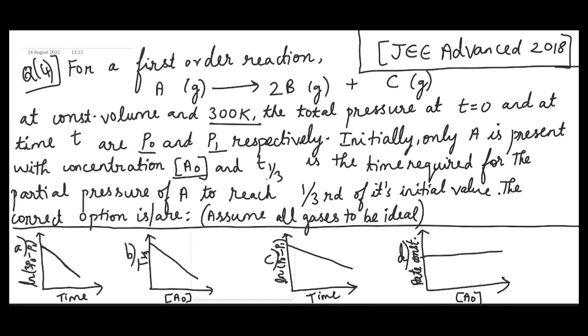T1 by 3 is nothing but the time when the partial pressure is 1/3 of its initial value. Now the correct option is or R. So this is a multiple correct option question. Now option A is natural logarithm of 3p0 minus p1 versus time graph. Option B is t1 by 3 versus a0. Option C is natural logarithm of p0 minus p1 versus time. Option D is rate constant versus initial concentration a0.